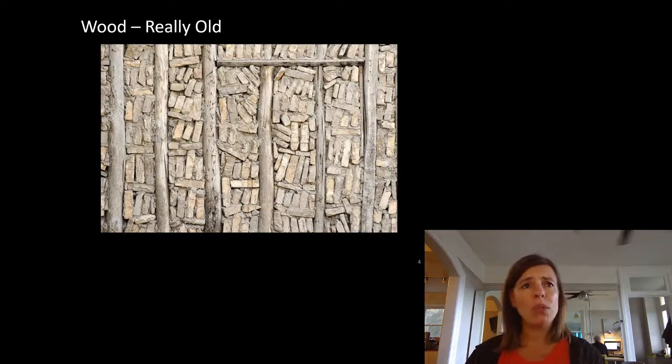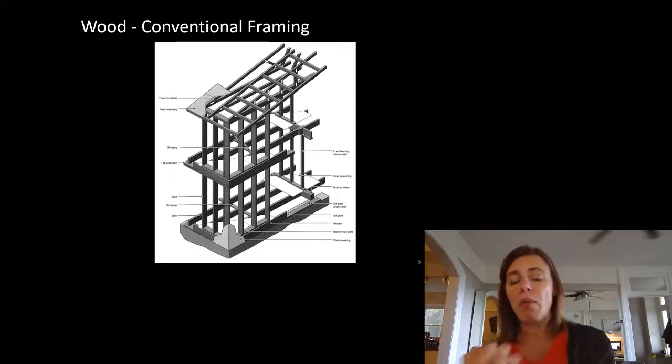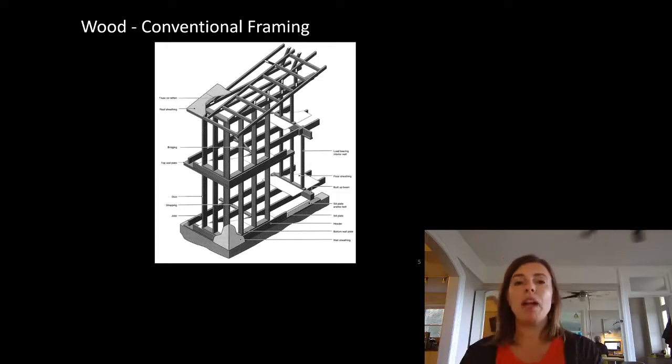Here's a really old wood building. You can see they built it out of a wood stick frame and then filled it in with brick and mortar in a very, very haphazard way. All right, conventional wood framing. We're not going to spend a lot of time looking at this. I just wanted to show you some images of what these things look like. We will talk more about that.